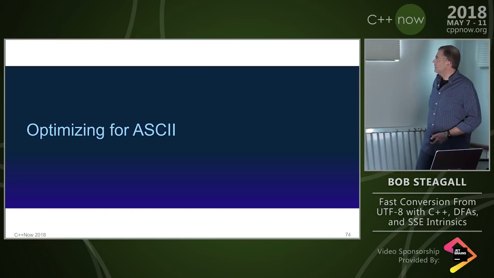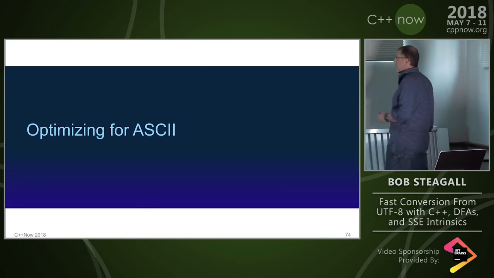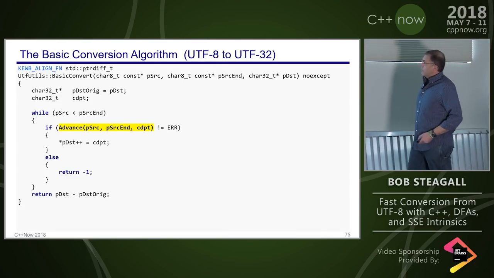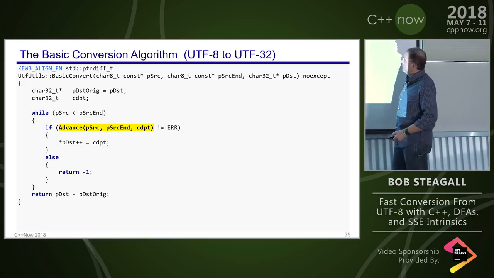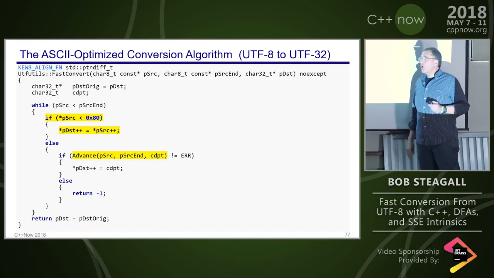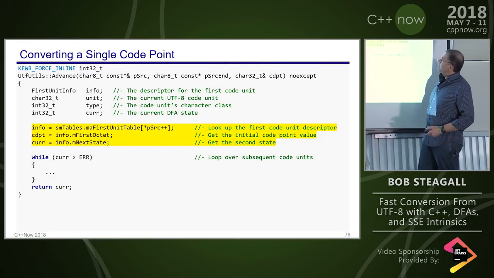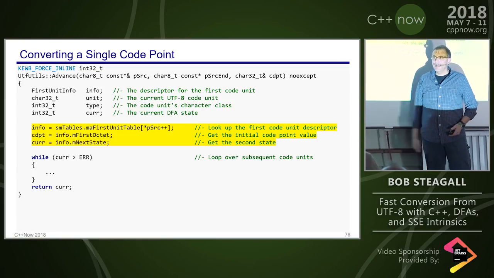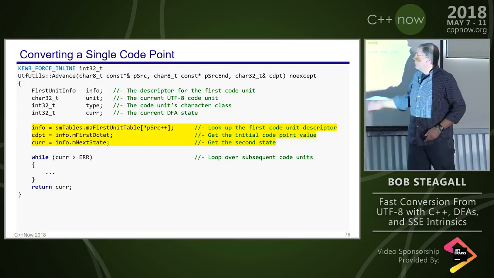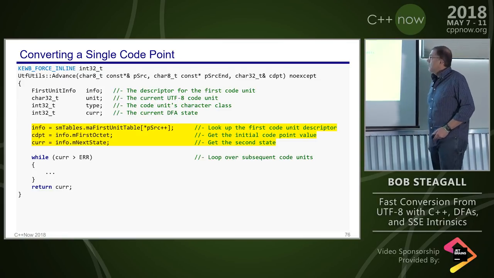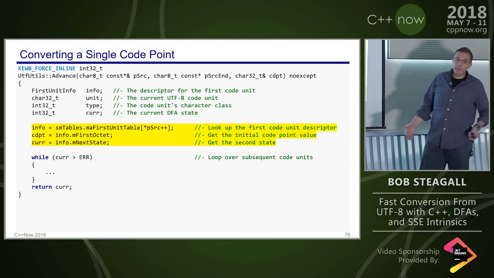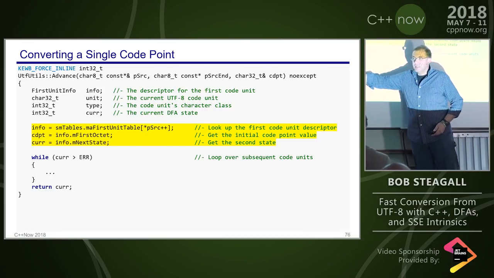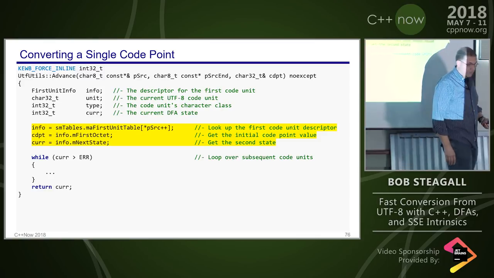Can I get faster? Well, the answer is yes. I'm going to do a very simple optimization for ASCII. Let's look at our basic algorithm again. What jumps out at you? Well, why do I have to call advance every time? If I have an ASCII character, I'm doing a lot of work here to recognize that I have an ASCII character. I'm doing a table lookup, and I'm doing three assignments, all of which have to be done so that I can determine that I'm back in the begin state and I can exit from the advance function.